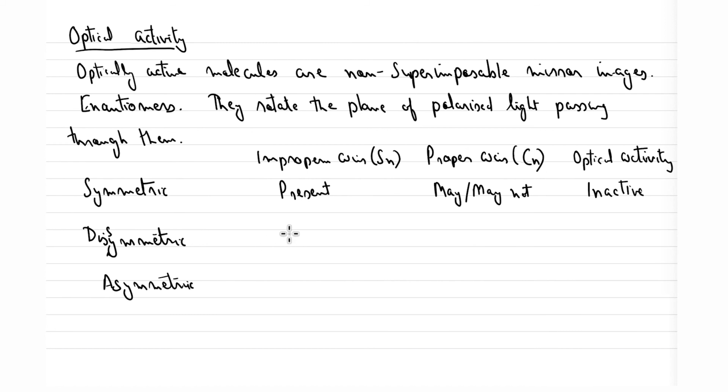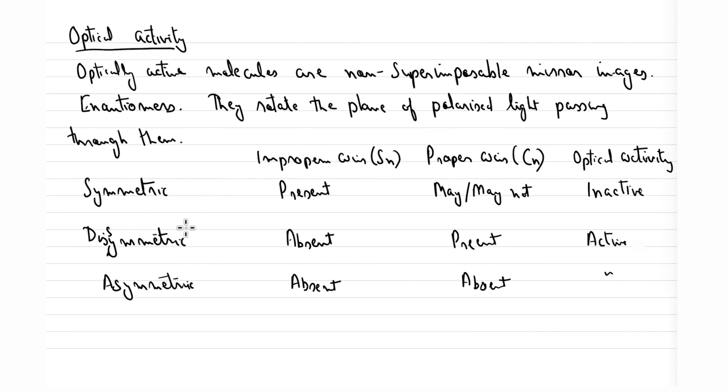Now dissymmetric molecules: the Sn axis is absent and the Cn axis is present, and they are optically active. Asymmetric molecules: Sn is absent, Cn is also absent, and they are also active.